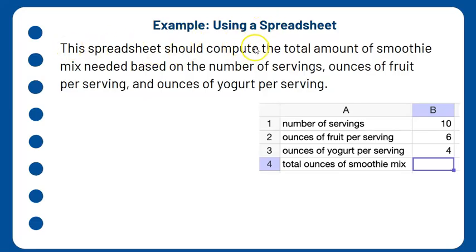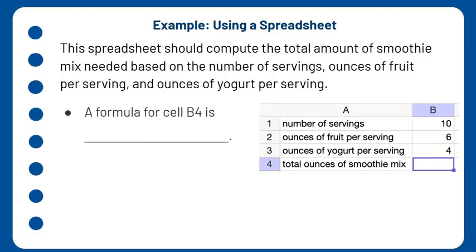This spreadsheet should compute the total amount of smoothie mix needed based on the number of servings, ounces of fruit per serving, and ounces of yogurt per serving. In the spreadsheet, we can see in cell B1 that there will be 10 servings of smoothie mix. We can see in cell B2 that each serving of smoothie has 6 ounces of fruit. In cell B3, we can see that each serving of smoothie has 4 ounces of yogurt.